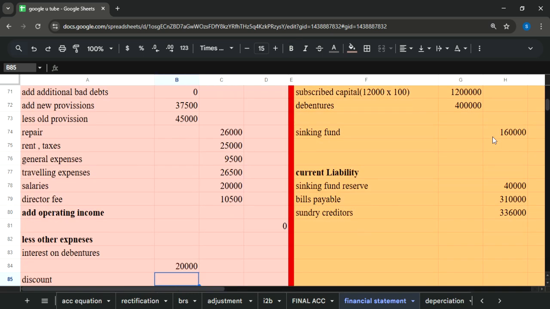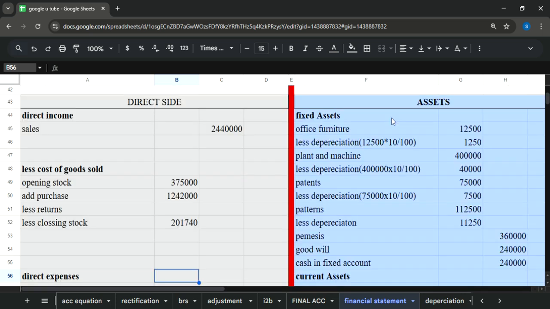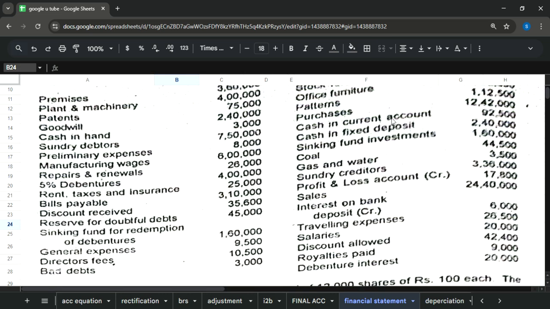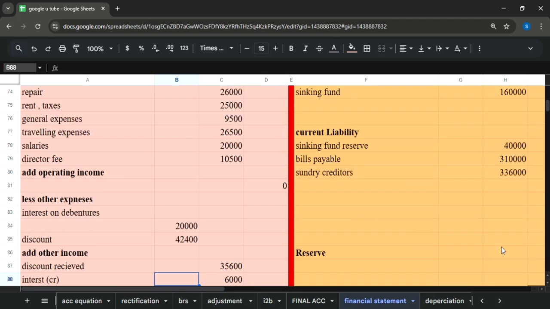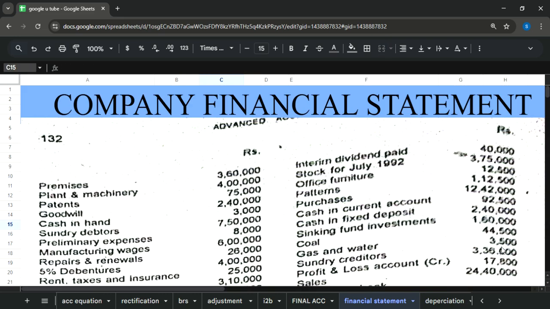Here you will mention 42,400. Since this pick is not aligned, that is making a real trouble. Discount allowed 42,400. Royalties, direct expense. Royalties, and this is 9,000. 9,000. Let's check it out.